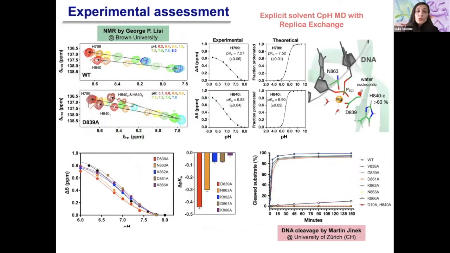Then we moved to the understanding of the chemistry. In this case, we combined NMR experiments by George Lisi with our prediction of pKa, which was rigorously done through explicit solvent constant pH and replica exchange. And as you can see, the agreement in the case of the active conformation was excellent, suggesting that the active conformation would be the catalytic one.